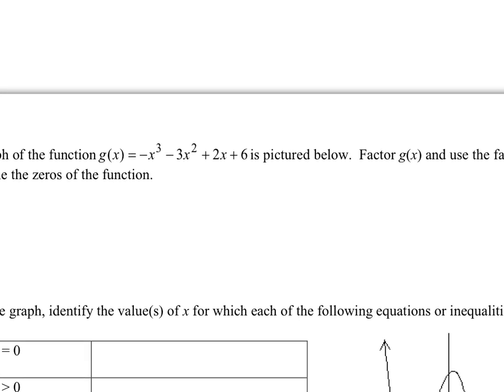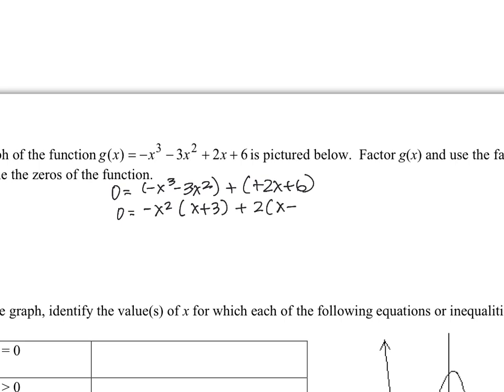So let's see, it's 4 terms, so I have to use grouping. So I'm going to group the first 2 together, and group the second 2 together. Oops, why did I put a negative right there? It's not a negative. Okay, factor out the GCF of each one separately. On the first one, I can factor out a negative x squared, so that would give me x plus 3. On the second one, I could factor out a 2, and that'll give me x plus 3.